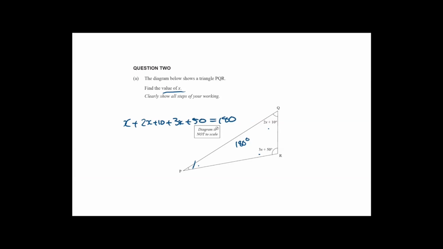So now that we have this, we can now solve for x. So let's collect up all of the x's. So 1x plus 2x, 3x, that's 6x. They're all done. And 10 plus 50 is 60, and that equals 180 degrees. Let's take 60 away from both sides. So 6x is equal to 120. So therefore x must be equal to 20 degrees. That's that one done.